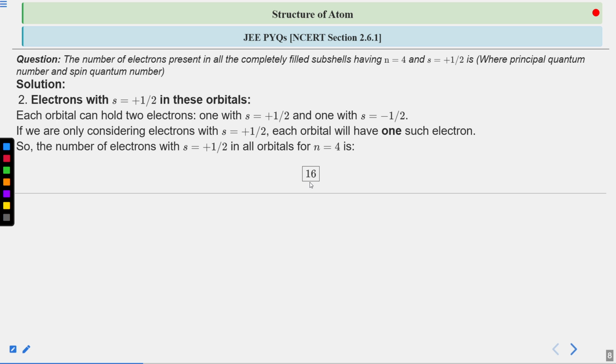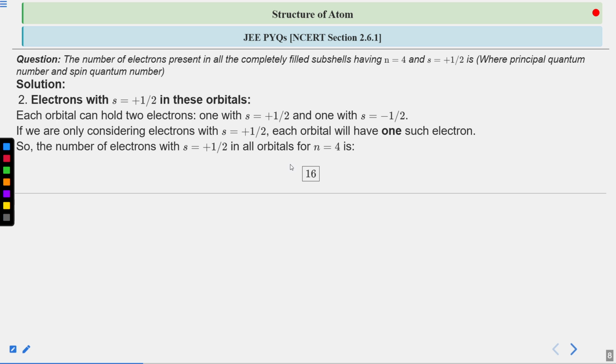Okay, so I will explain how that will be 16, because we just discovered that the number of orbitals will be 16 for n equals 4. If the principal quantum number n is given, the number of orbitals corresponding to it will be n square. Now 4 square is 16, that means the total number of orbitals will be 16.